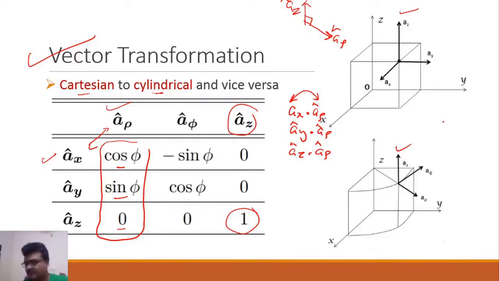And there are other vectors like Ax and, let's say, A rho, A phi and Ay. They do not have any parallel or perpendicular relation between them, so you have to memorize their trigonometry. So this cos phi, sin phi, minus sin phi and cos phi, you have to remember using some trick.